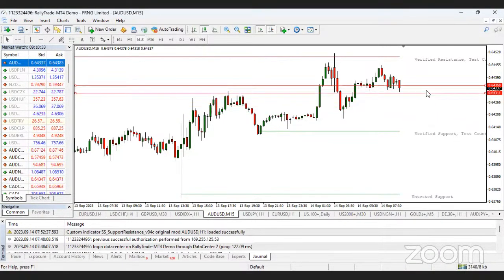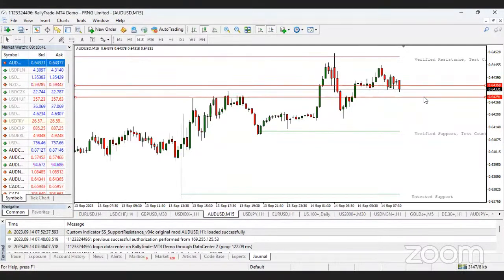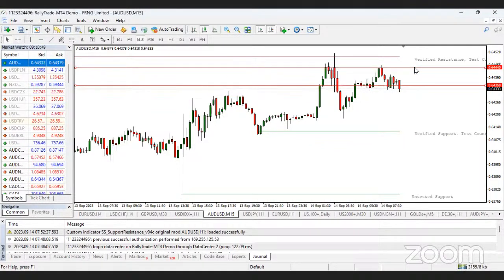And otherwise, as you can see currently, it is getting to this support and resistance zone. If it's not able to break it, you could still go in for a reverse buy, taking your profits just before this verified resistance over here. That's for the better part of this morning, depending on when today's news comes out. All right, that's that for AUD USD.